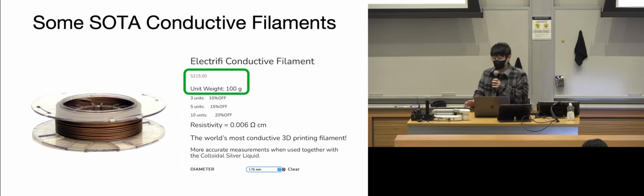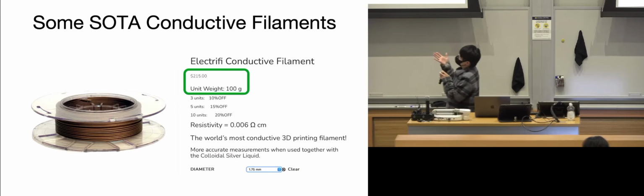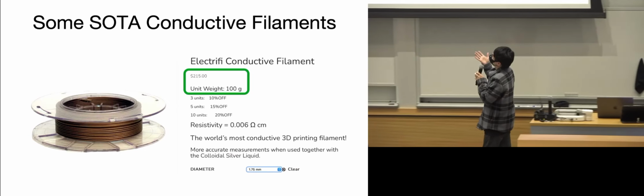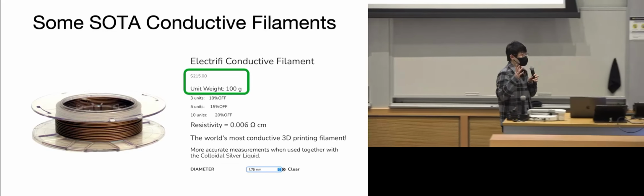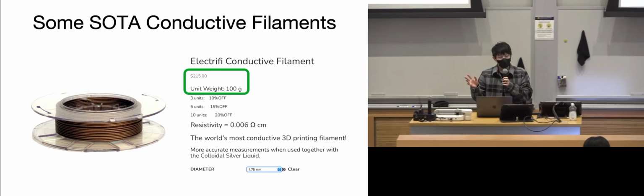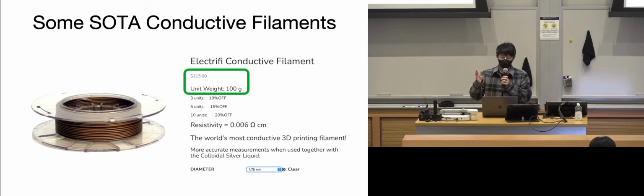Another downside is the pricing. 100 grams of this thing costs $215. And maybe now they already raised their price. So it's roughly, what, $2.5 per gram. And yeah, you do the math.